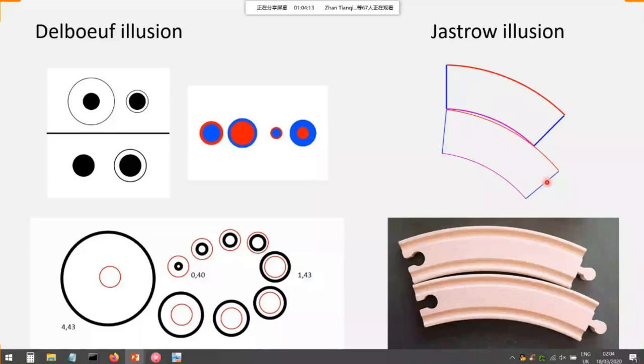So here you have in color the different lines. And the red line here is the same as the red line here. The same is true for the violet one here or the blue ones here. So they're all the same. So it would be possible to move that on that. So put one over the other and you would see they are exactly the same. That's the Jastrow illusion.